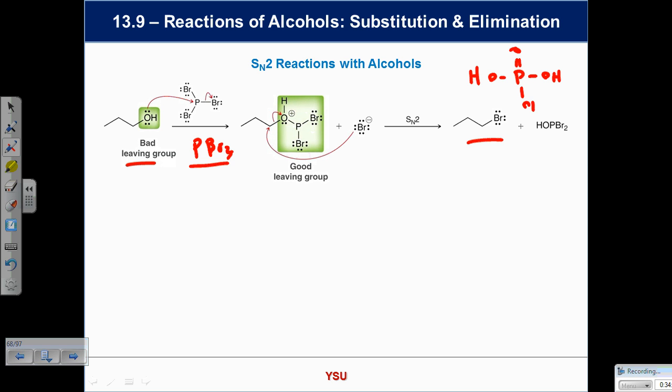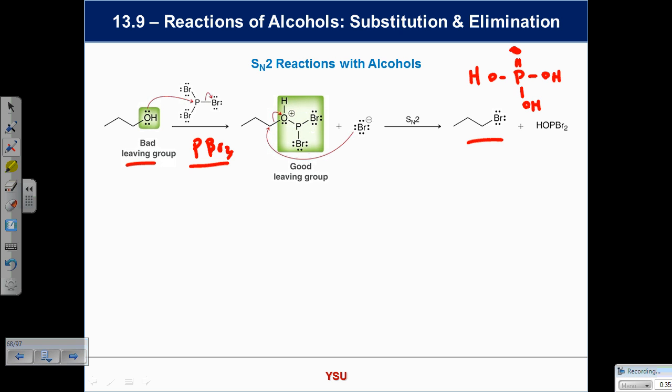What does that remind you of? What does that phosphorus acid remind you of? Sulfuric acid, right? It's analogous to sulfur. Look where they are on the periodic table. They're next to each other. They can expand their octet. So we can get sulfur 2, sulfur 4, sulfur 6. We can get phosphorus 3 and phosphorus 5.